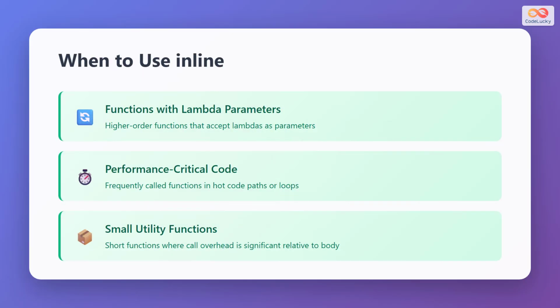So when should you use the inline keyword? The most common use case is for functions with Lambda parameters, also known as higher-order functions. These benefit the most from inlining because they eliminate Lambda object allocation. You should also consider using inline for performance-critical code, such as functions that are called frequently in hot code paths or inside loops. Additionally, small utility functions are excellent candidates for inlining, especially when the overhead of calling the function is significant compared to the actual work the function performs.